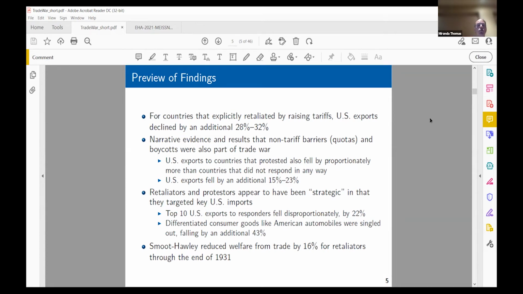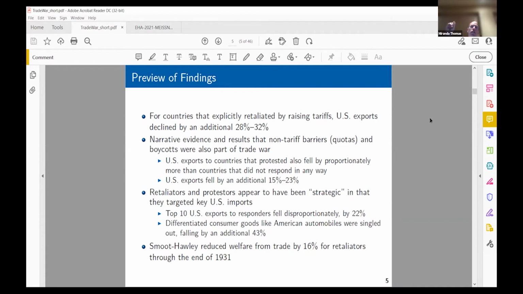And so there are both state and non-state actions taking place here that are resulting in the targeting of U.S. exports. What's interesting is that because we have this other definition, which isn't the ones that retaliate, but rather just protested, we also see that their exports are falling by more than countries that did nothing. And here the effects, as we might expect, are smaller, but they're still substantial. They're around 20%, again, depending on the specification. So retaliators and protesters appear to have been also strategic in that they targeted U.S. exports.